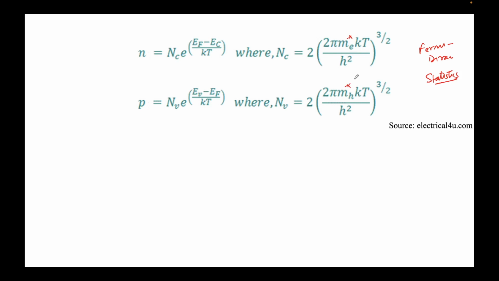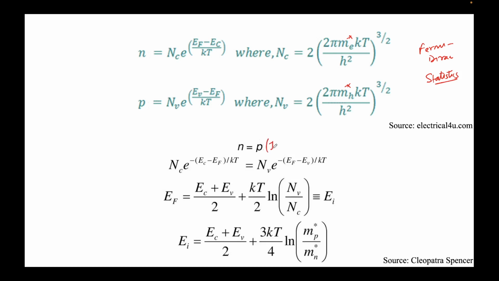However, we know that for an intrinsic semiconductor, N equal to P. So this expression, NC e raised to the EF minus EC over KT, should be equal to the holes concentration in valence band, which is equal to NV e to the power, I have taken minus common here, EV minus EF over KT. Now we solve this expression. We just take NV over NC, and we just rearrange the terms here. So this is simple algebra, and you get this expression, EF equal to EC plus EV by 2 plus KT over 2 natural log of NV over NC.